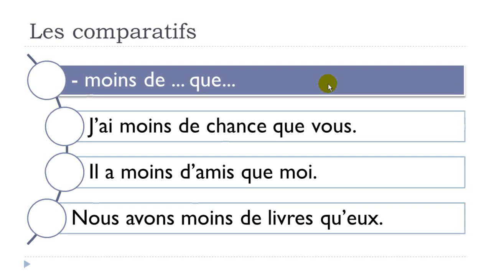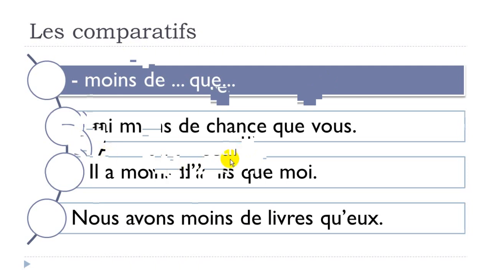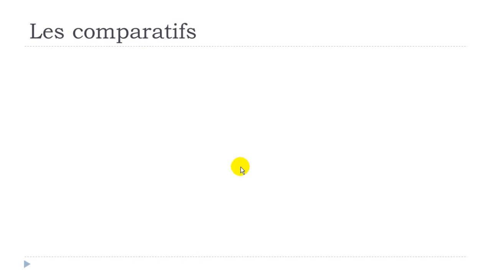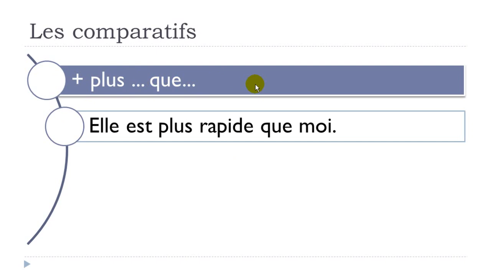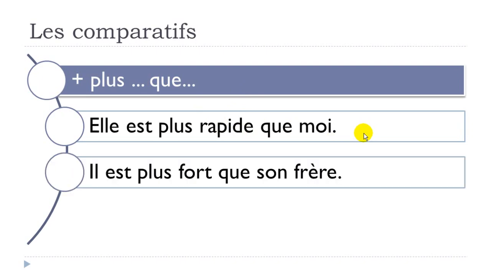Now let's see if you want to compare and use a structure with an adjective. Donc avec un adjectif. First structure, if you want to use "more": you will use this plus, and in that case you don't pronounce the S. Then you put your adjective, and after that you put que, then, and the rest of the sentence. Elle est plus rapide que moi. Rapide is fast. Il est plus fort que son frère. Fort is strong.